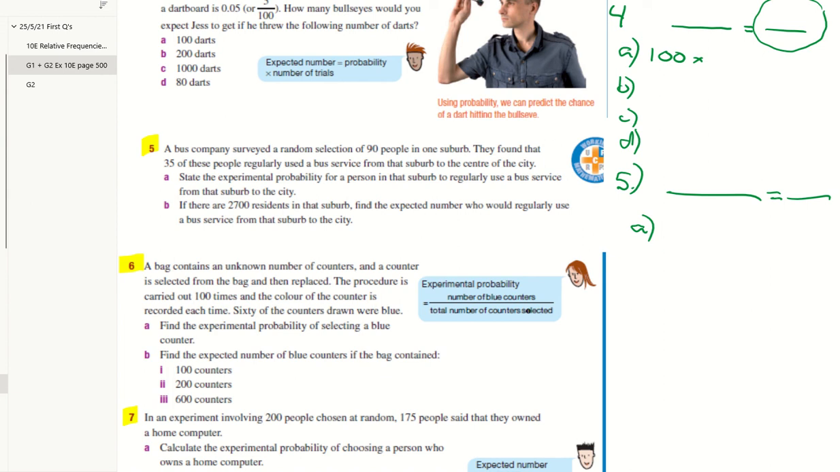Question A, state the experimental probability for a person in that suburb to use a bus service regularly. That is what you've just worked out up the top. Write that in. And the next thing is, if there are 2,700 residents in that suburb, find the expected number who would regularly use a bus service from that suburb to the city. So you're going to have that number, 2,700, times what you got up the top here, which is the answer to A. Okay, that is the end of chunk 1.